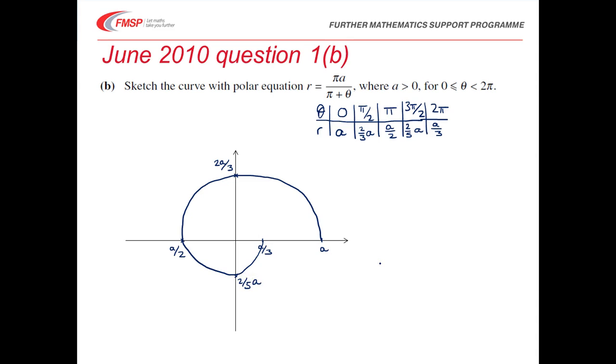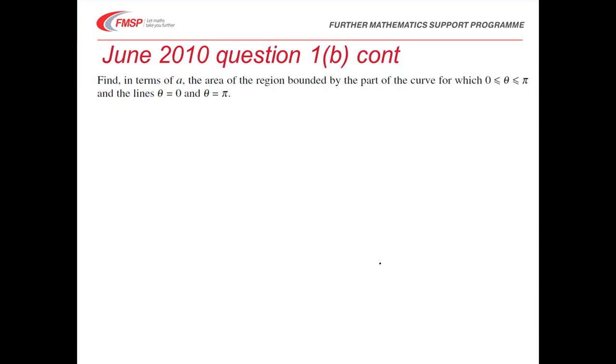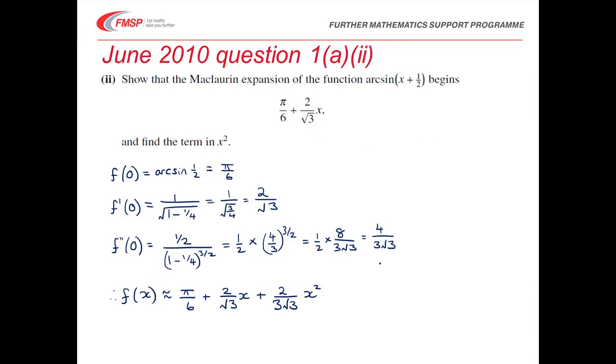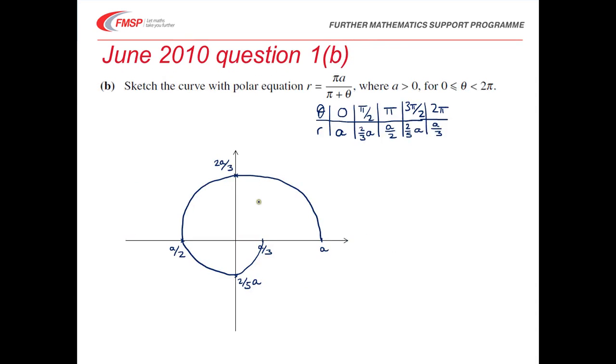Okay, for the second part of this question, we're asked to find in terms of a the area bounded by the part of the curve for which theta is between 0 and pi, and the lines theta equals 0 and theta equals pi. So going back to our diagram, it's this bit here that we need to find.